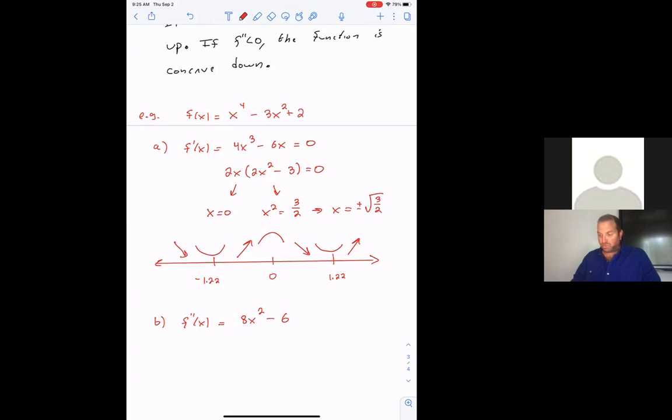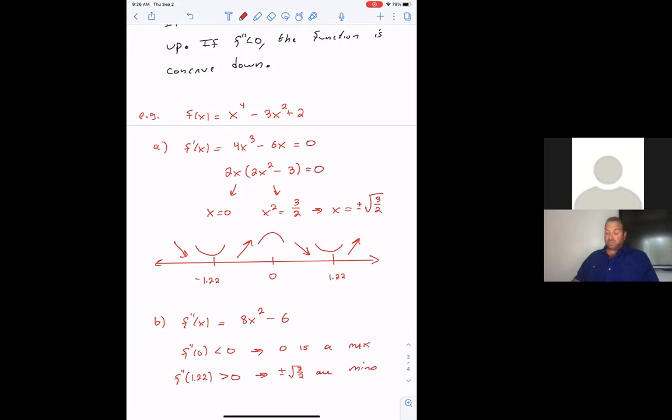So if I plug in 0 into the second derivative, f double prime of 0, that is negative, which means 0 is a max, or technically the function at 0 is a max, a little shorthand here. And if I plug in 1.22 or -1.22, I get the square root of 3/2 squared is 3/2 times 8 is 12. 12 minus 6 is positive, which means plus or minus the square root of 3/2 are mins.